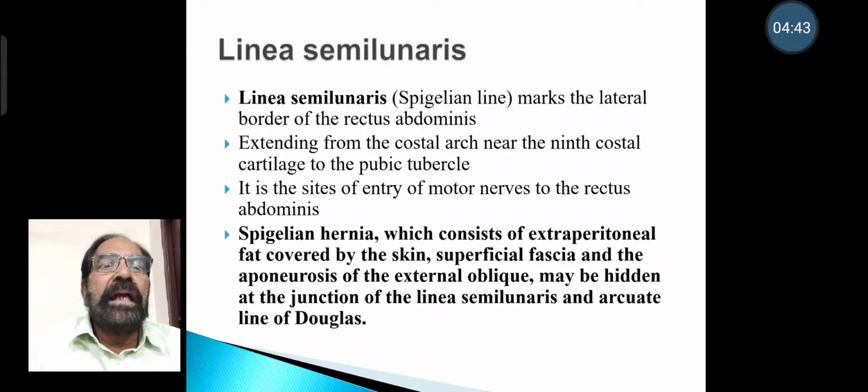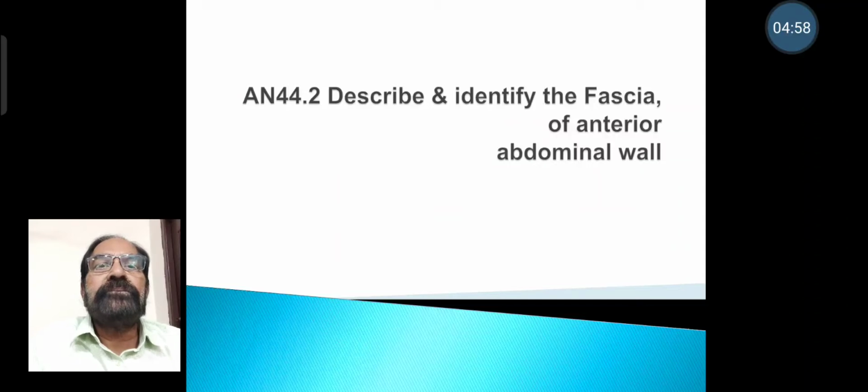Spigelian hernia consists of extraperitoneal fat covered by skin, superficial fascia, and the aponeurosis of the external oblique, and may be hidden at the junction of the linea semilunaris and the arcuate line of Douglas.